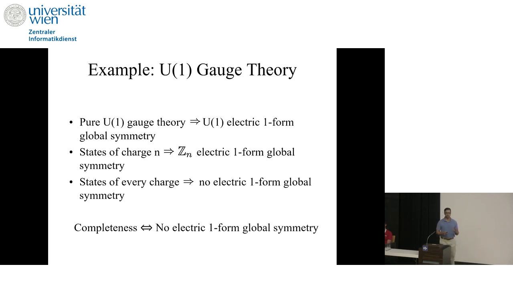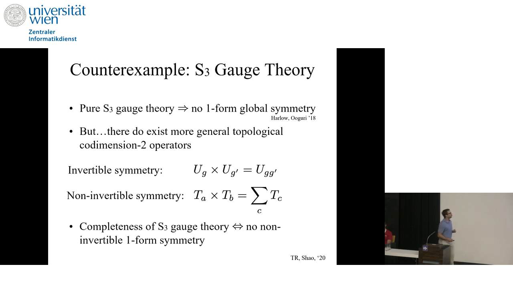So here, there's a one-to-one correspondence between satisfying this completeness hypothesis and the absence of an electric one-form symmetry. This relationship has developed into a bit of standard lore, but this standard lore isn't actually correct in all cases. A counterexample is S3 gauge theory. Even though there's no charged matter in pure S3 gauge theory, there is still no one-form electric global symmetry.